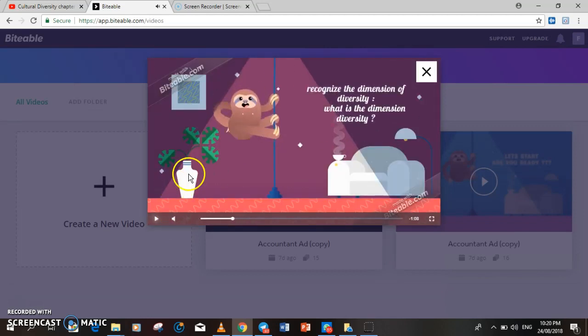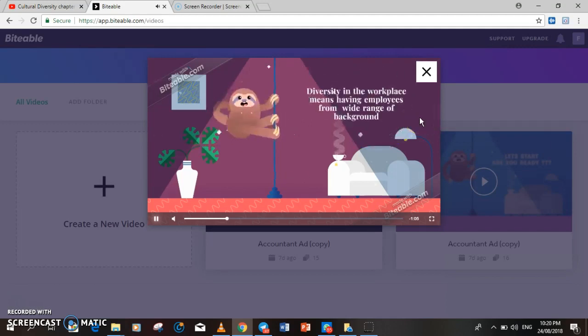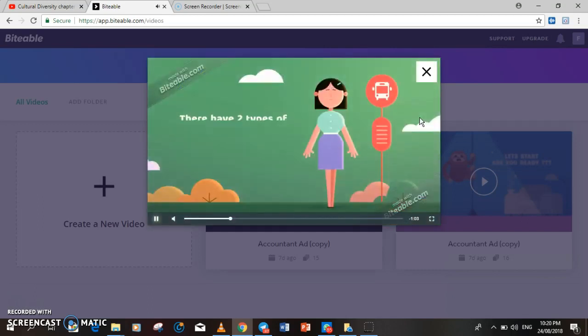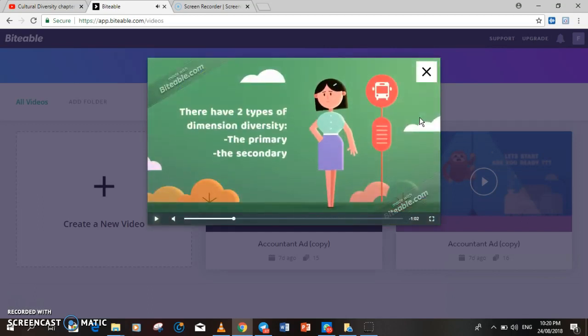Okay, the video shows what the dimensions of diversity are. Diversity in the workplace means having employees from a wide range of backgrounds. It means they have a mix of backgrounds, such as Chinese, Indian, or something else. And there are two dimensions of diversity in the workplace: primary and secondary.